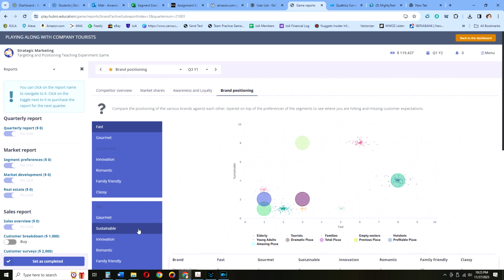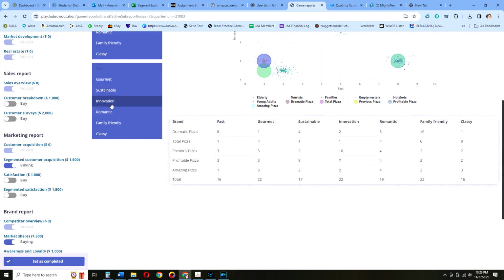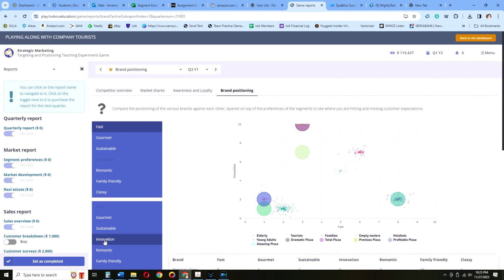Moving on to sustainable, here's where families line up on the y-axis for sustainable. They get about a 4 for their preference for sustainable. Now I've changed it to innovation. Where are my families? Here they are. When you leave one in place, because I left fast in place, I always know I'm going to be looking right here on this line for where families fall. So here's families at level 2 for innovation.